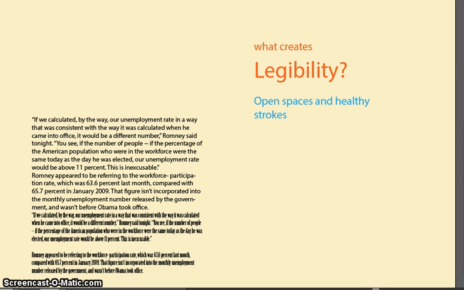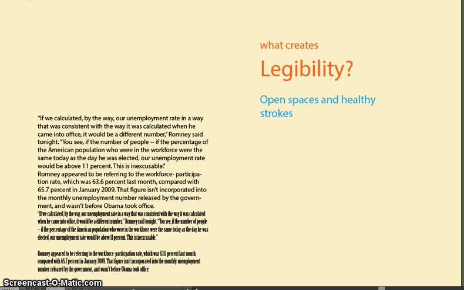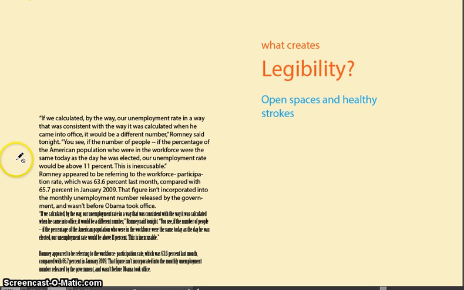So next, for creating legibility, that'll be open space and healthy strokes. Here are examples. We can see this article. This one is not really a good example, but it tries to show you that in the font they chose, the space is really small, really tiny, and the strokes kind of stick together. It's making it harder for people to read the article and they get frustrated. It's just like a photocopy, as bad as that.